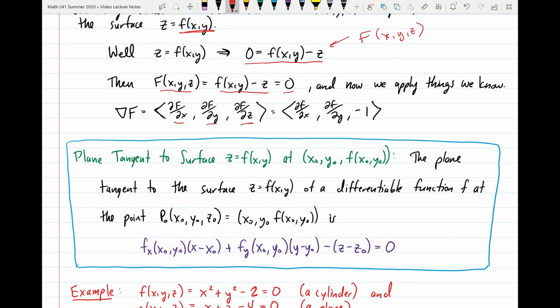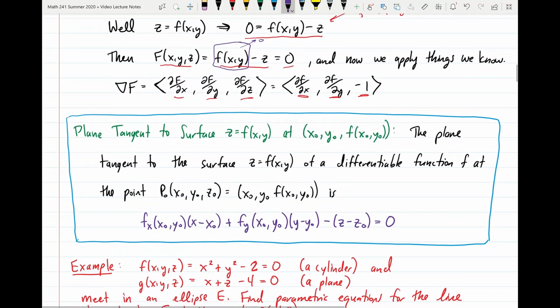And we can find that those are equal to the partial derivative of little f with respect to x, the partial derivative of little f with respect to y, and then minus 1 as the k component. So that minus 1 is coming from the fact that when we take the partial derivative of big F with respect to z, all of this function little f of x, y is going to go to 0, and we're just left with this minus z, and when we take the derivative of minus z, we get minus 1.